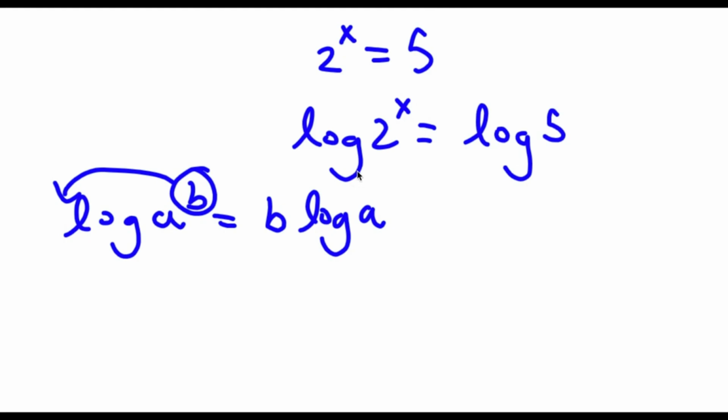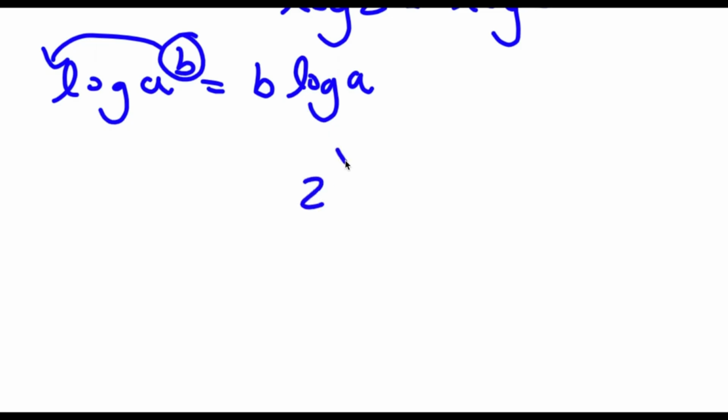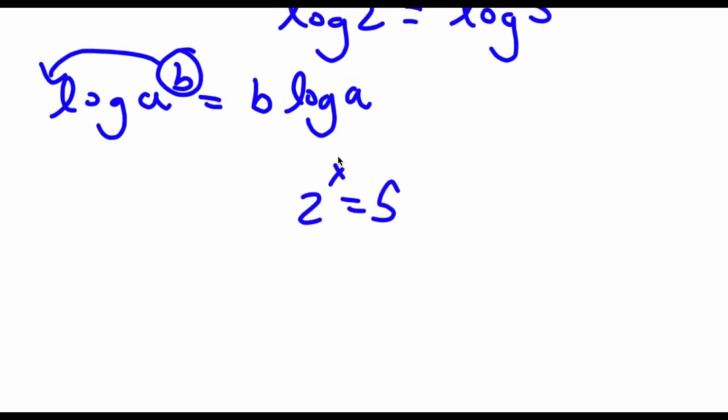And this property is actually so important because, as you can see, right now we have 2 to the power of x is equal to 5. And x here is an exponent, and it's going to be really hard to find the value of x without it being a normal term because x is actually going to be a decimal here.